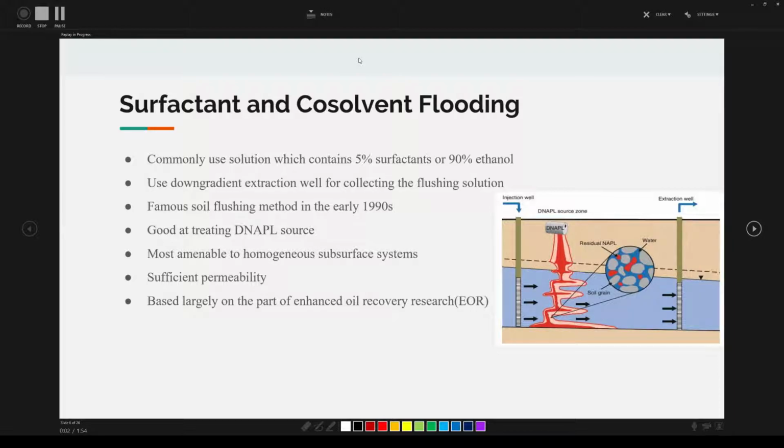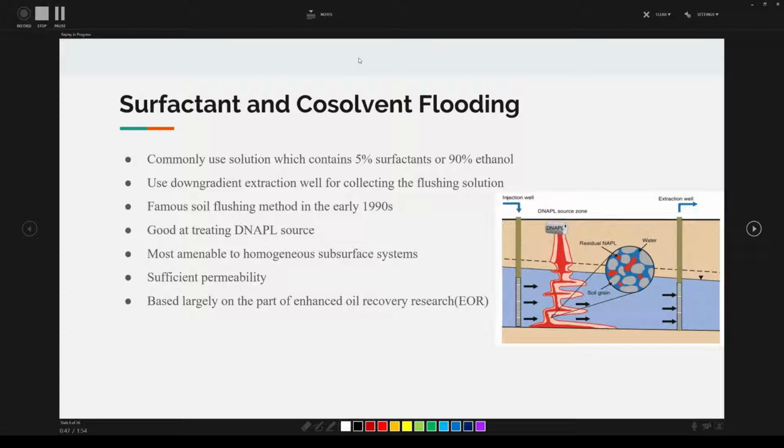The one I want to talk about in more detail is the surfactant and co-solvent flooding. It is in-situ soil flushing using a solution with both surfactant and co-solvent. The picture on the right side shows how the residual NAPL sits in between the soil particles, and also illustrates again the field implementation, showing how the injection well, using the down gradient, moves the flushing solution through the contaminated site and extracts it out from the site.